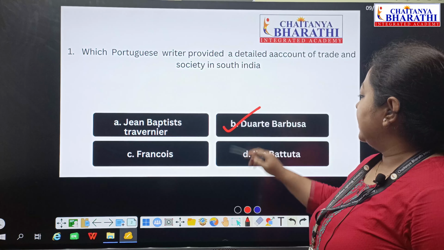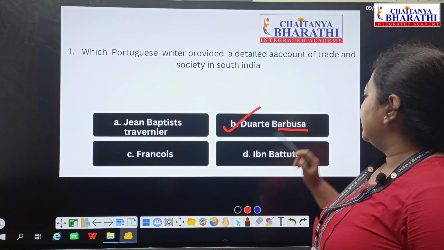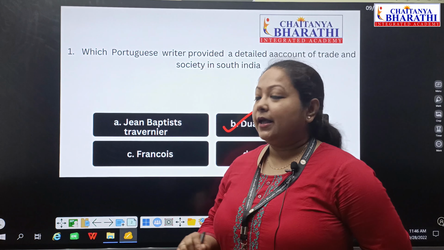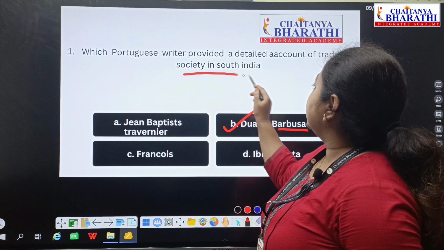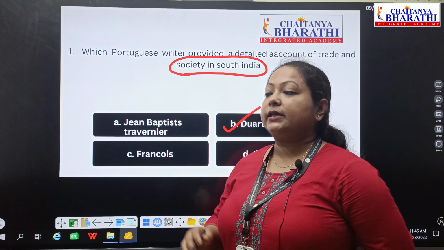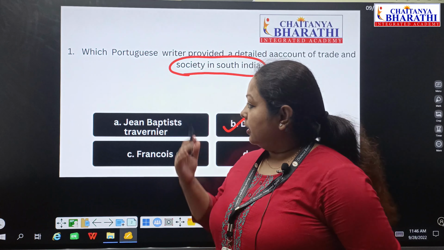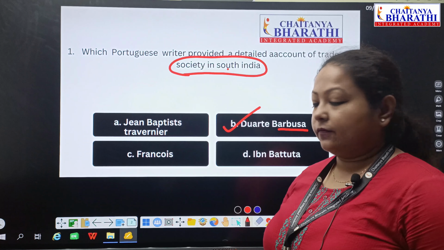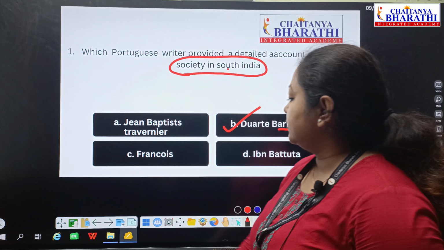It is B, Duarte Barbosa. He wrote in his account about the society in South India. A detailed picture could be seen in his book, or in his account, about South Indian society. Okay, let us go to the next question.